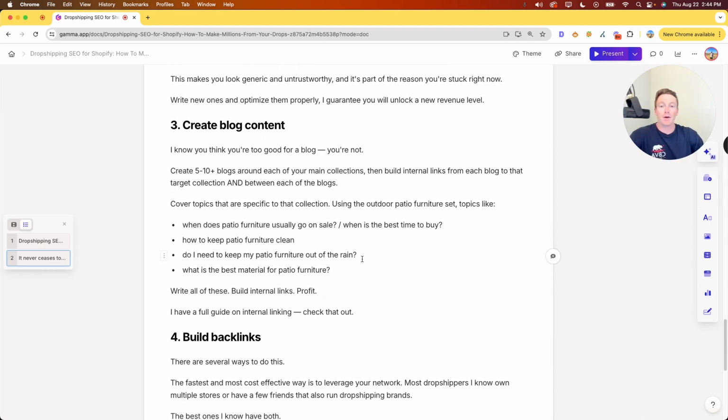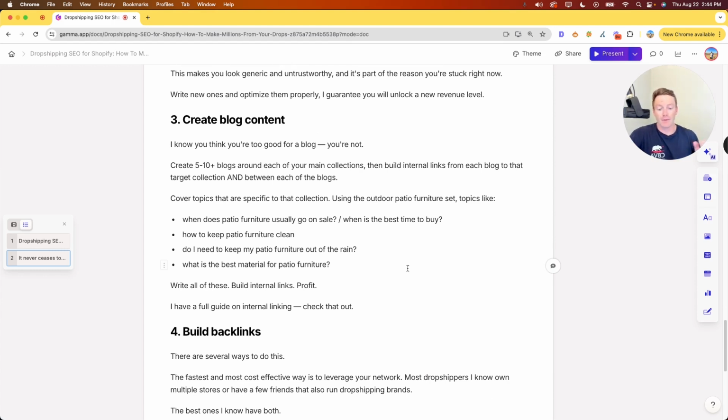Number three, create blog content. Look, blogging is one of the least exciting parts about SEO, especially as a dropshipper. Probably not all that stoked about writing a blog. You think you're too good for it. I'm telling you, you're not. Blogs will help you literally manufacture cash through SEO, okay?